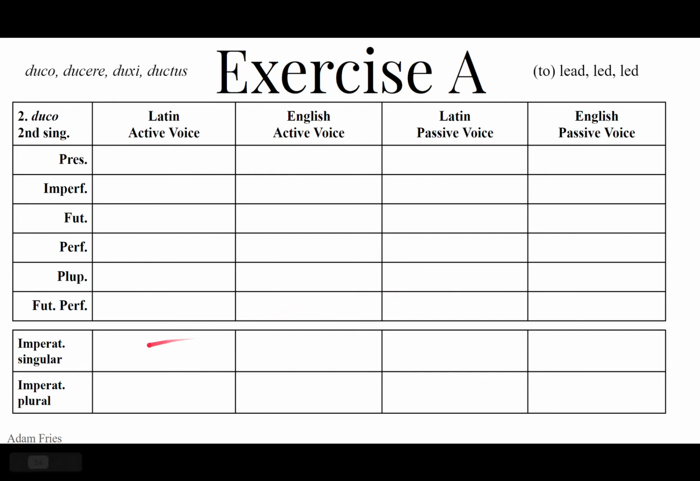Optime, the imperatives. Now, duco has an irregular imperative, just like dico does. So the irregular imperative is duc, D-U-C, not duce. It's just duc, D-U-C. Lead, thou. Come on, you, lead. Duc. Now the passive would be ducere, second principal part. Be led, thou. Come on, you, get led.